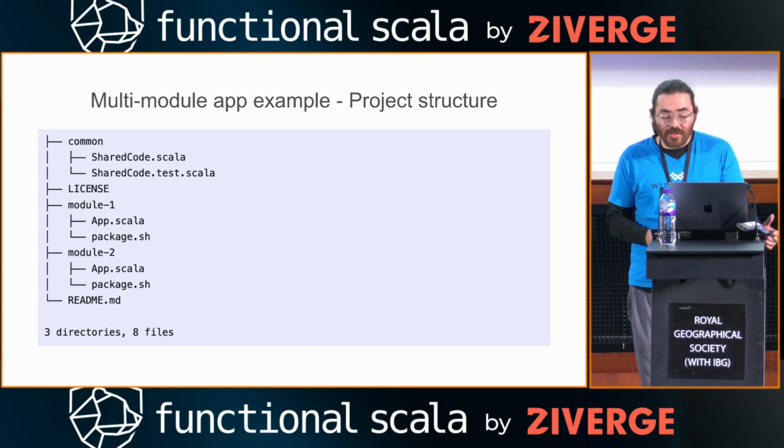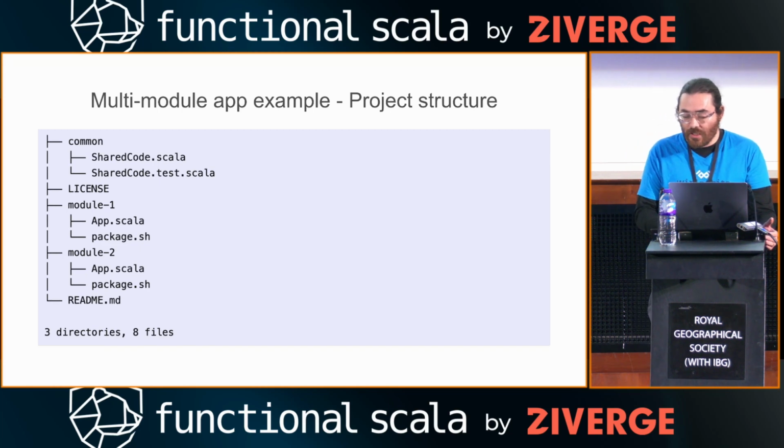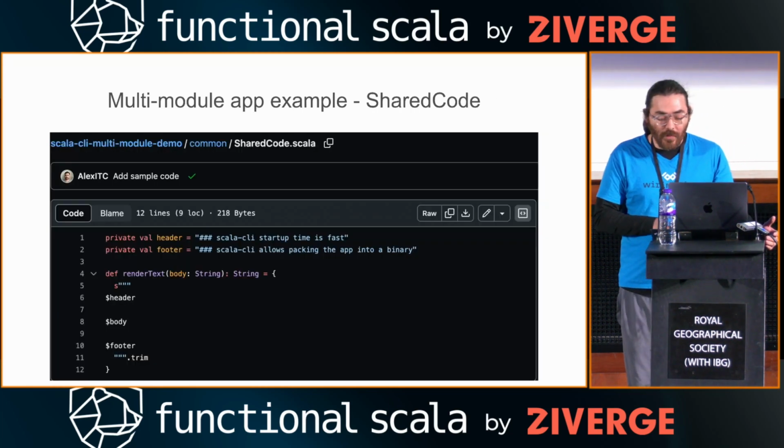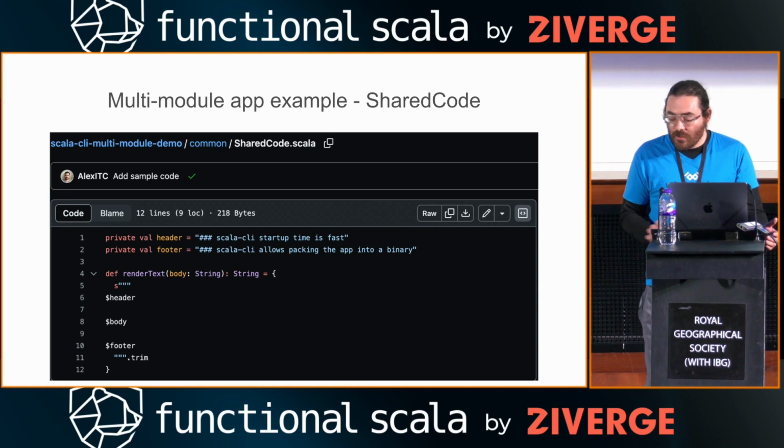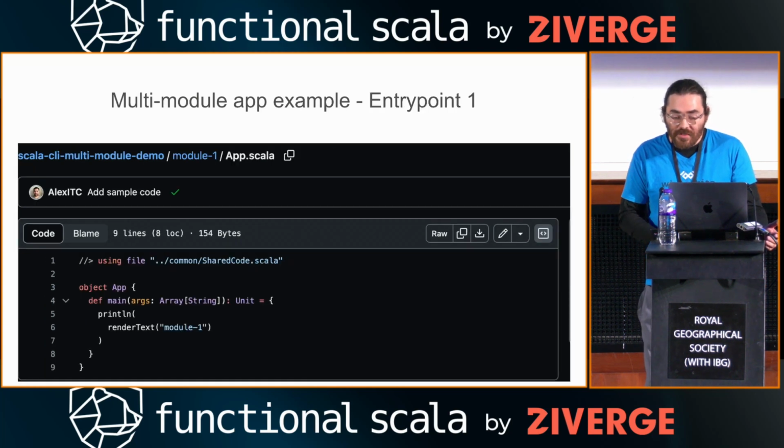And there is a Scala package.sh pattern that I tend to put here, and you will see why in the next slides. The structure is pretty simple. Shared code doesn't have too much stuff. It is just exposing a simple function, converting a string to another string, enriching a string, basically.